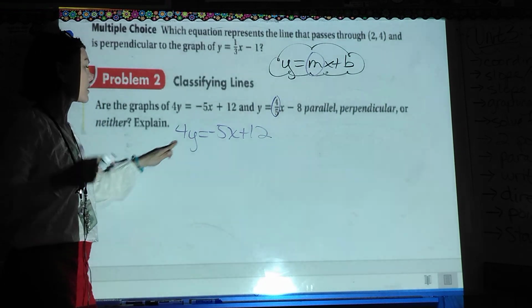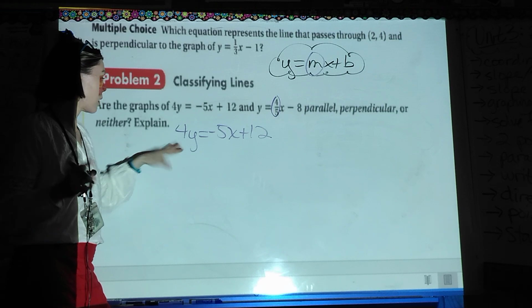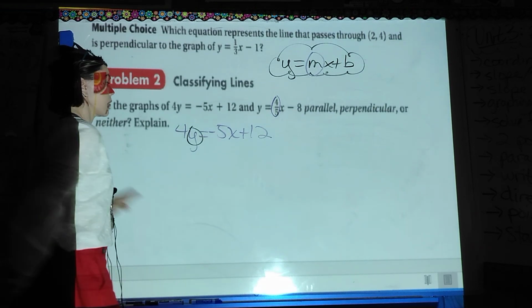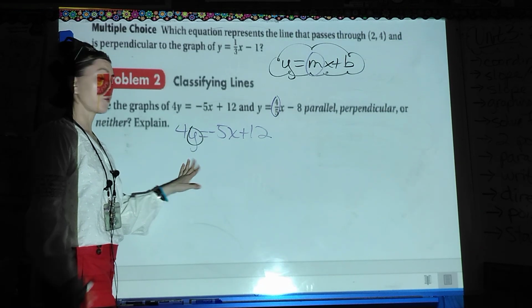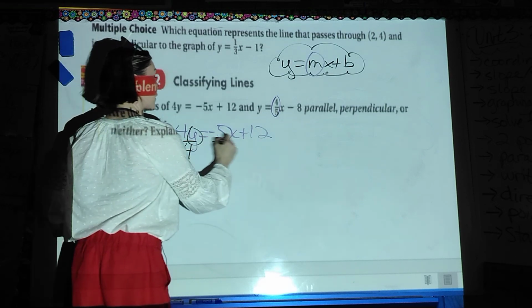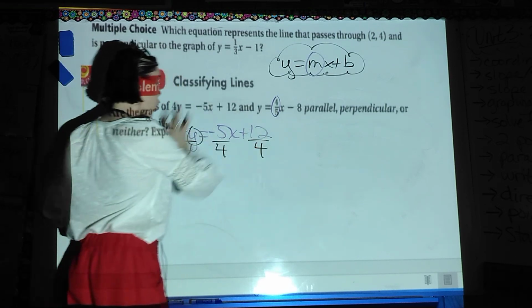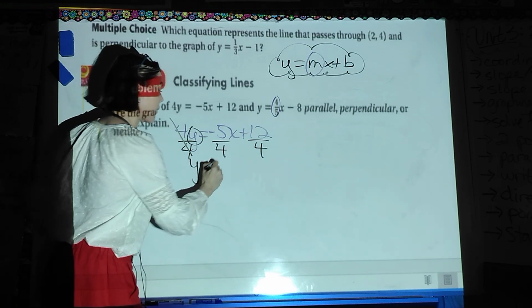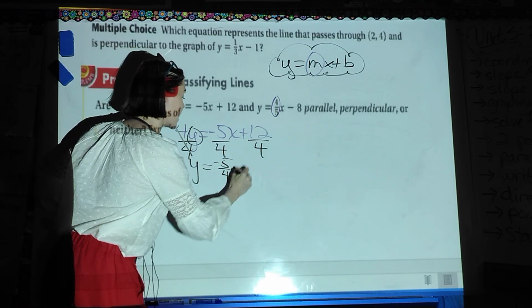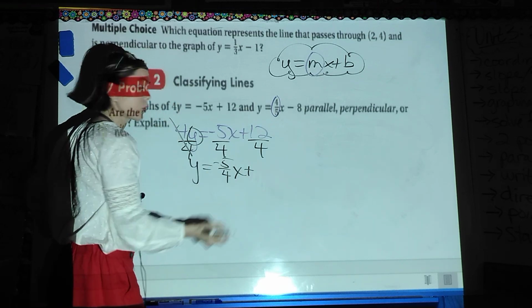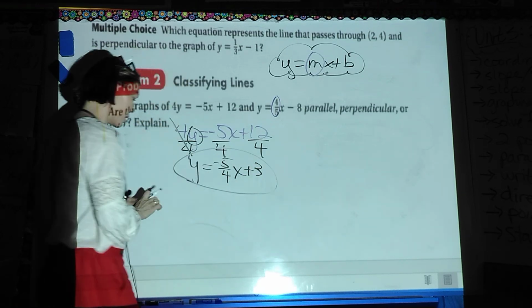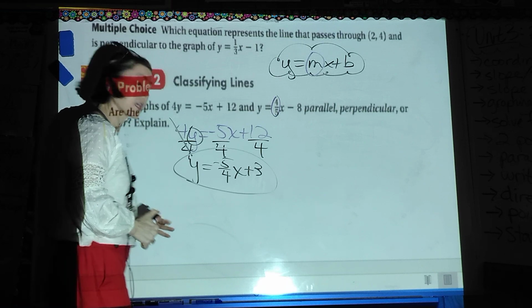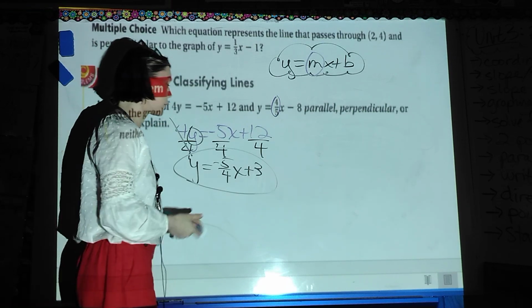Okay? So how do we solve for y? Well, circle the y. The only step we need to do is divide by 4. Here we go. Divide by 4, divide by 4, divide by 4, all 3 terms. Bring down your y, and here we have -5/4 x plus 12 divided by 4, which is what? 3. Here we are. So now we can compare them, because they're both solved for y.